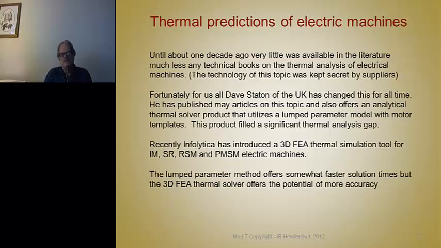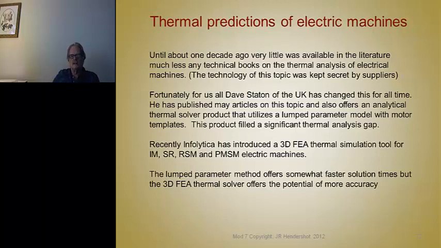The best we could determine is that the technology on this subject was kept as trade secrets by suppliers, by people like GE and Westinghouse and Siemens and Alstom. They knew a lot about the thermal characteristics and the heating of the internals of electric machines and how to cool them. But what they learned, they determined by test, and they kept all this a secret.